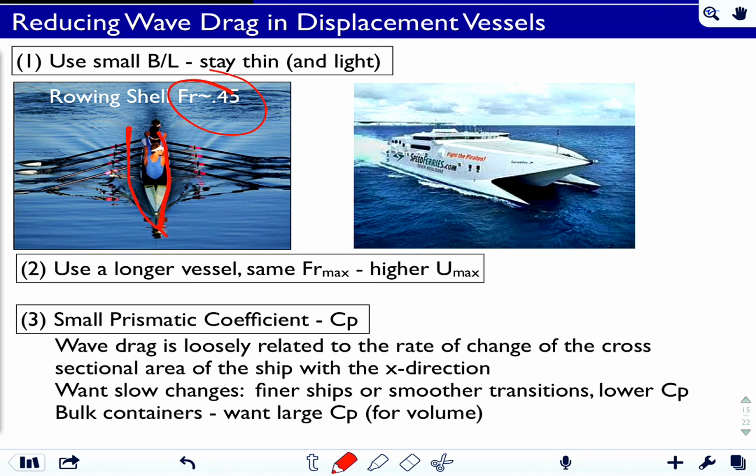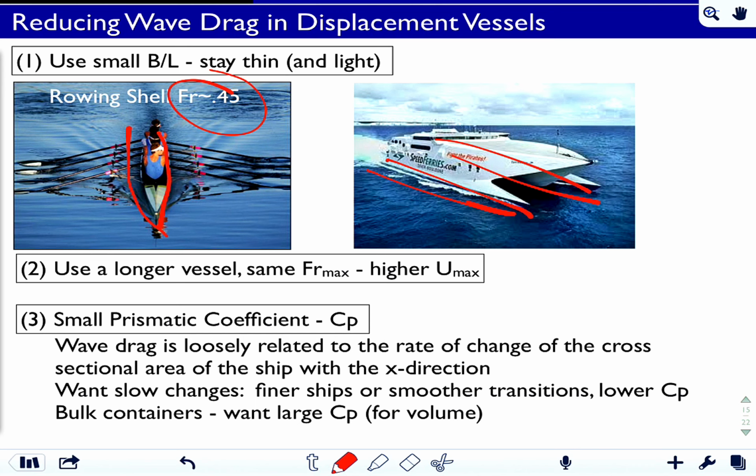A beam makes waves. So a skinny rowing shell or a boat sitting on multiple, two or three or more, skinny hulls will reduce the wave making. And that's really the advantage of cats and rowing shells in this case. So you have these fundamental trade-offs, right? A rowing shell is skinny, its wave making is low, you can reach high Froude numbers without the wave resistance becoming a large fraction of your total resistance.